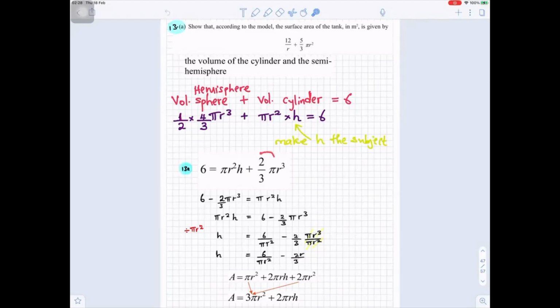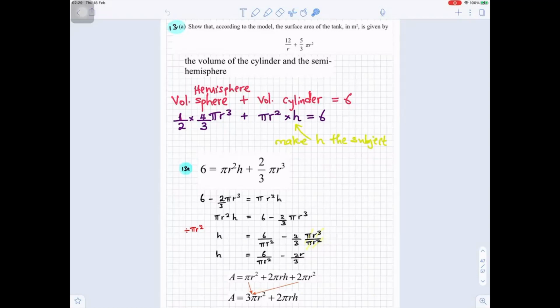So we take 2 over 3 pi r cubed to the left. It becomes 6 minus 2 over 3 pi r cubed is equal to pi r squared h. So since pi r squared h is equal to that, we want to divide by pi r squared. So 6 divided by pi r squared is equal to 2 over 3 pi r cubed divided by pi r squared. You notice on this side, the pi and the pi will cancel. r cubed divided by r squared, it will cancel and you're left with just r. So your h is 6 over pi r squared minus 2r over 3.